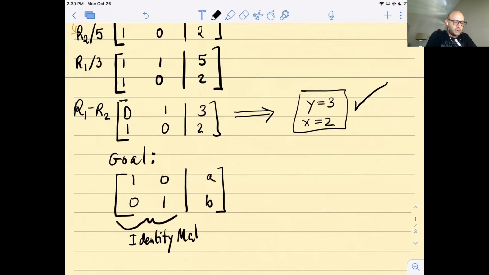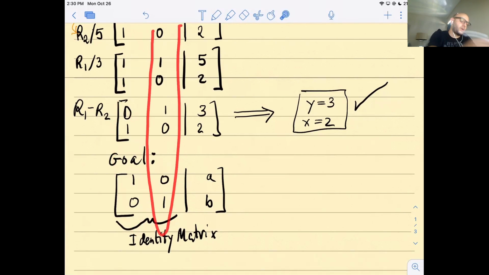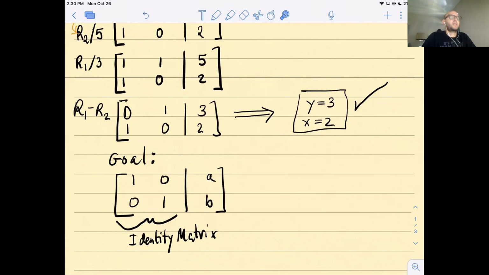And we're going to see another reason it's called the identity matrix. Very good. Archer asked a really important question: how do you know which one is the y, which one is the x? The convention is that it's in alphabetical order, so the first column is always the x column, and the second column is always the y column. So it's just in alphabetical order.